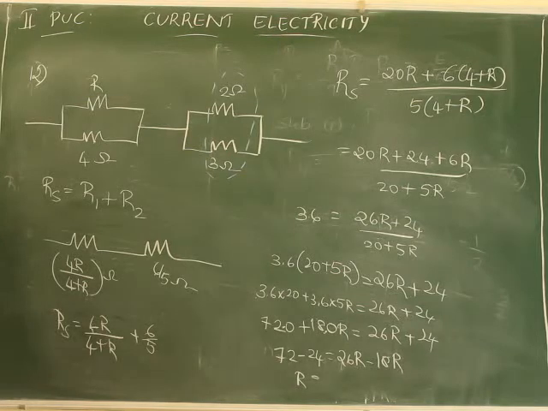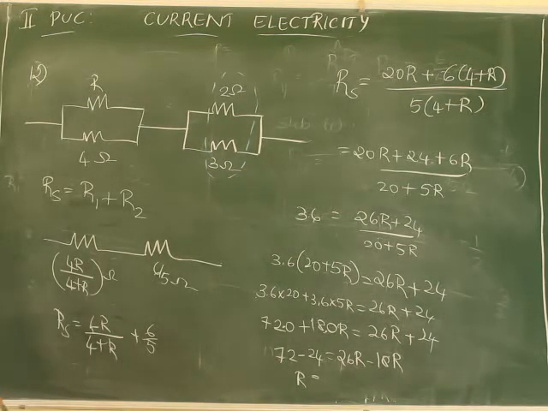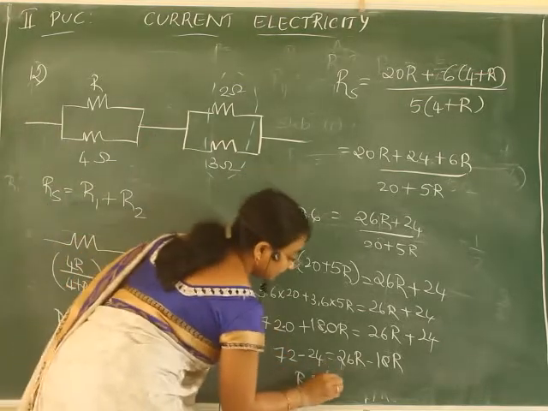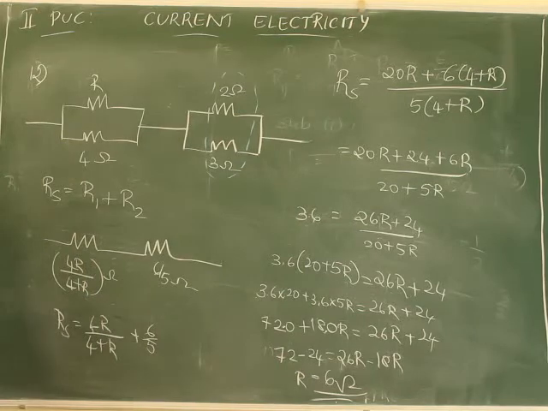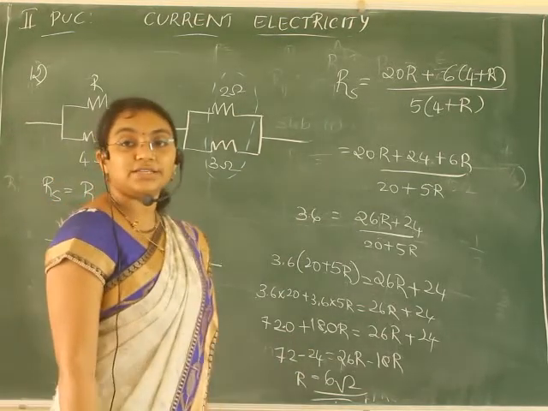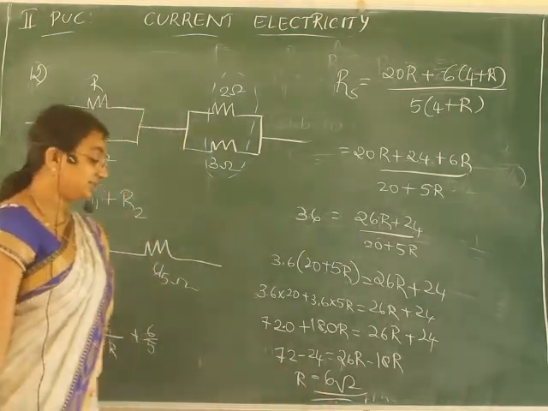For R, I think you will get 6 ohm. Are you getting 6 ohm? Are you getting the same? Take the calculator and check it.